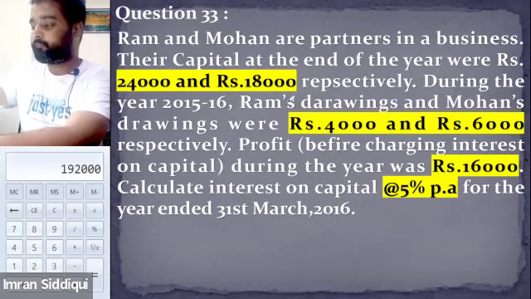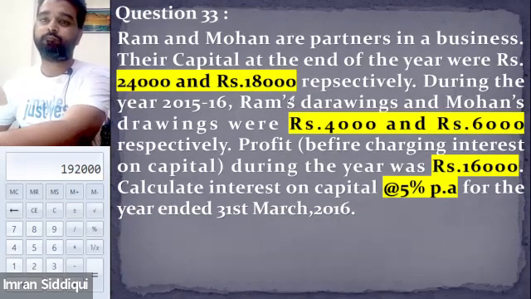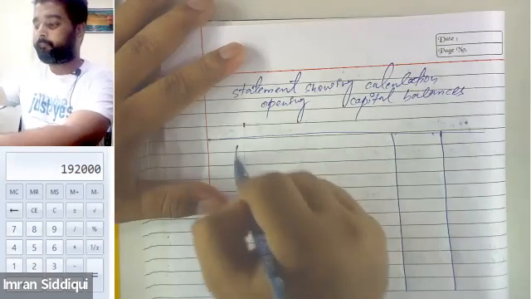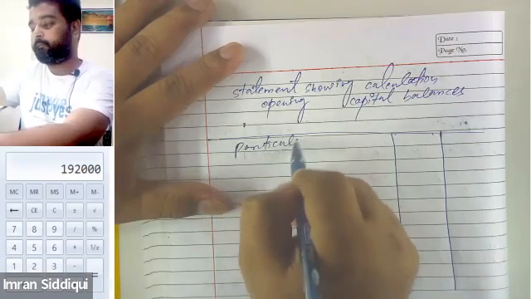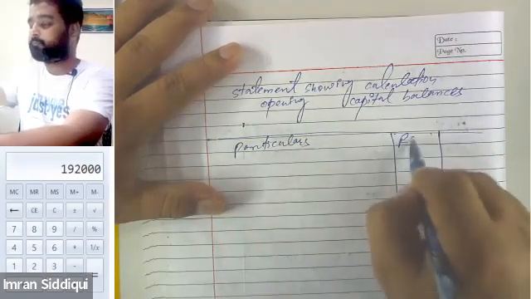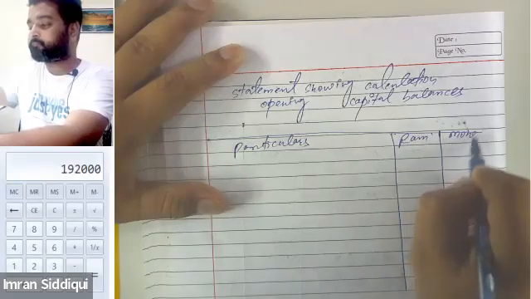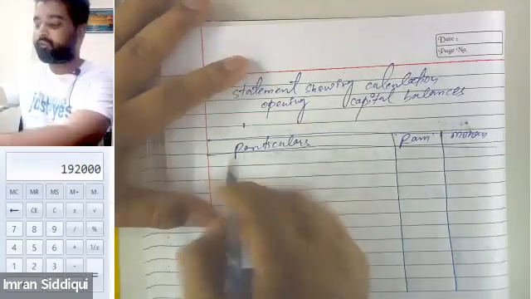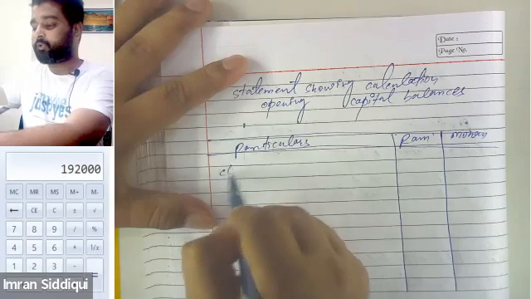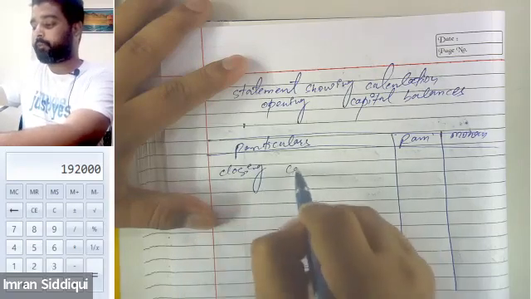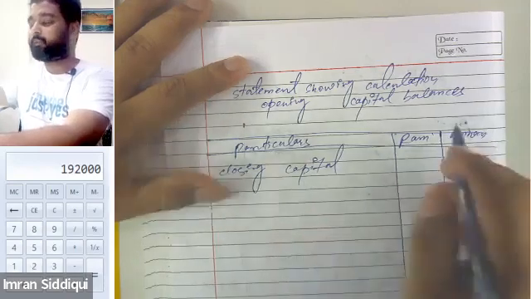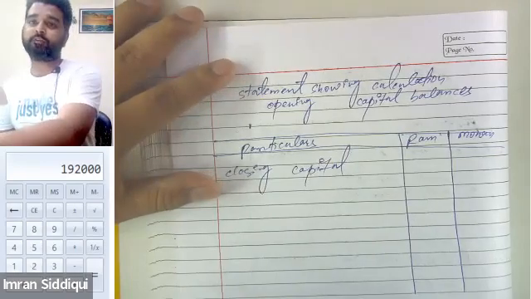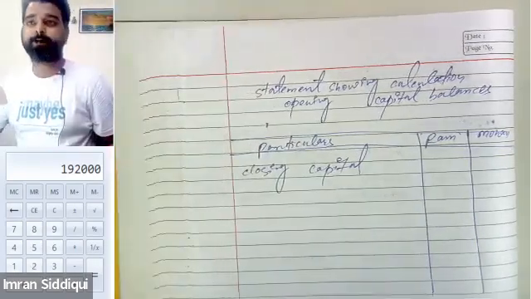So write down particulars: Ram and Mohan. Okay, I hope this is clear. Then we will write down their closing capital balances. Closing capital. Closing capital is how much? Their closing capital is already given in the question, right? Closing capital is how much? Remember anyone?